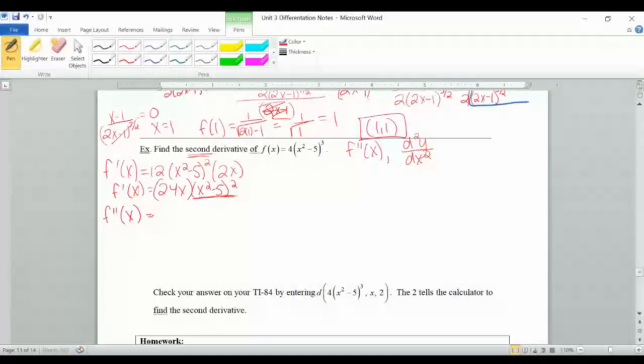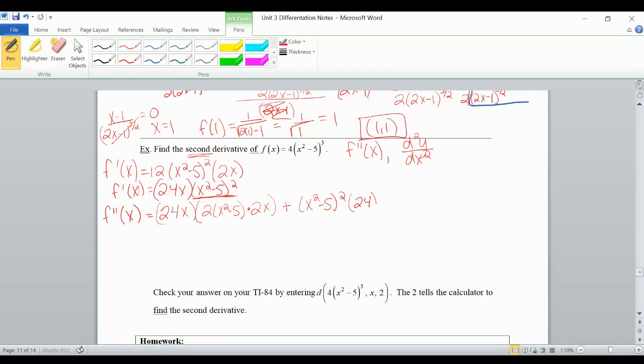So product rule says 1 times the derivative of the second. So the first expression is 24x times the derivative of the second one. And that's where the chain rule comes in. So we've got 2(x squared minus 5) to the first power times the derivative of the inside, which is 2x. So that's just simply the derivative of the second function. Plus, back to product rule now, 2, which is the second expression, (x squared minus 5) squared, times the derivative of the first, which is 24.